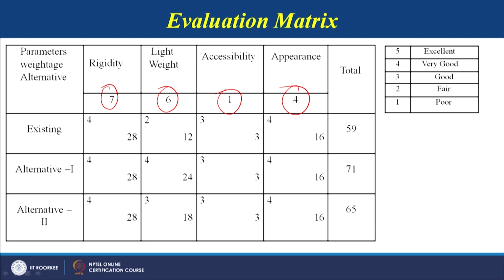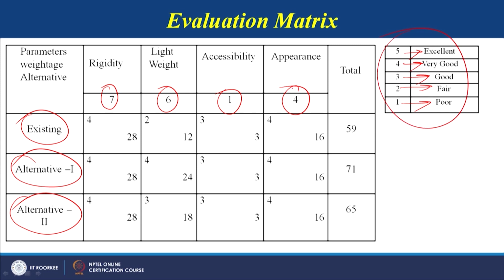And now we try to compare our existing design with alternative 1 and alternative 2, and here we grade them. 5 is excellent, 4 is very good, 1 is poor, 2 is fair, 3 is good. So based on this scale, now we try to calculate. The weightage, as I have already told you, is calculated based on a set of criteria, and we have 4 criteria: rigidity, lightweight, accessibility, and appearance.